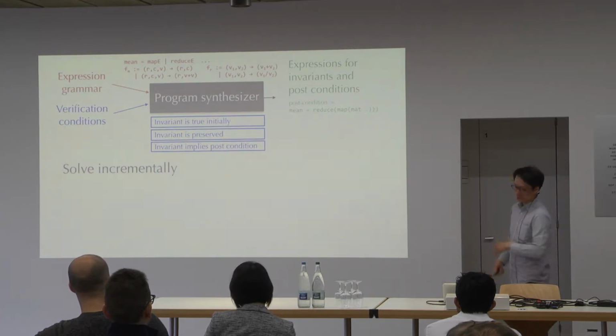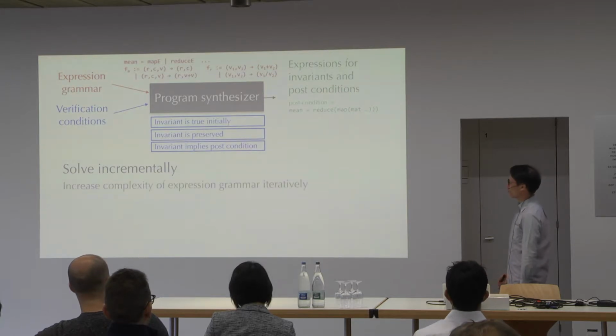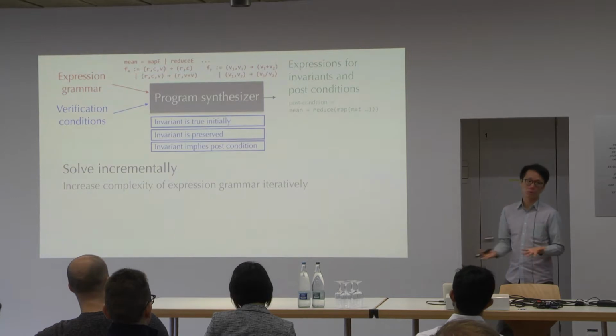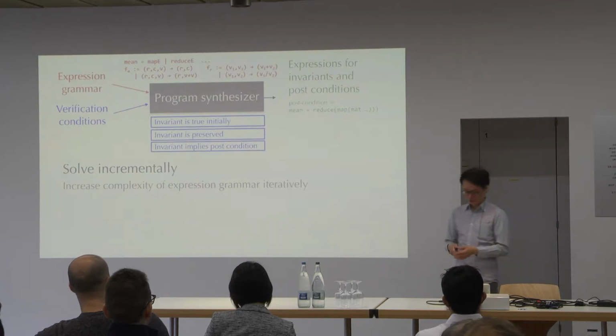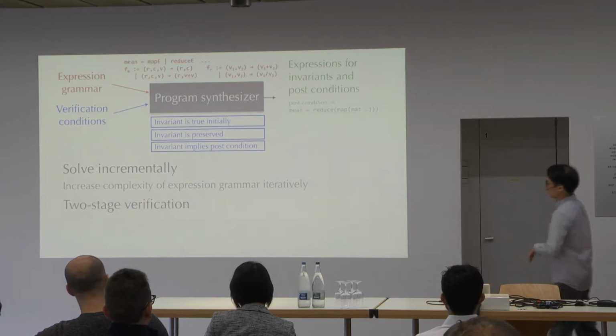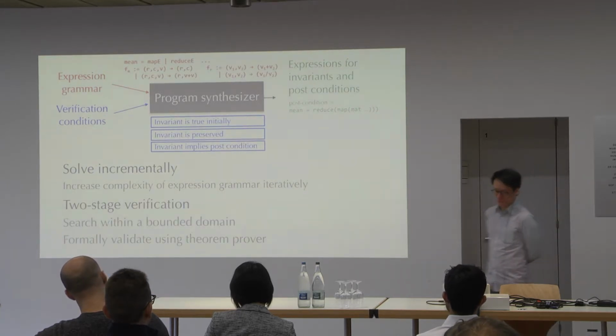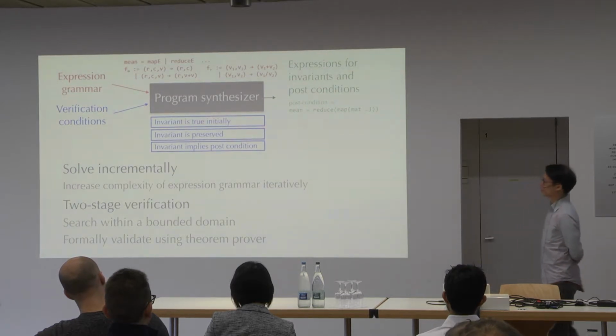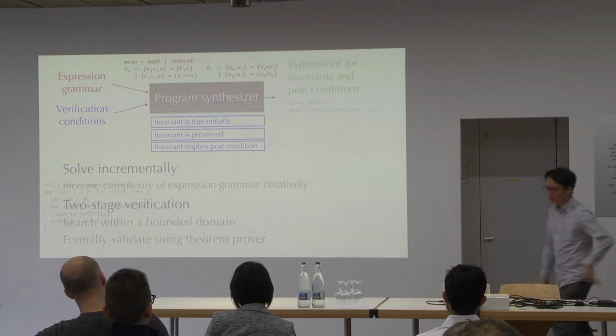So for example, we try to solve incrementally by growing the grammar, right? We initially try a very small grammar and see if that works out. If that works out, we are already done. If not, we try to increase the size of the grammar by throwing in different operators and see if that works. And we also do multi-stage verification, in this case using a theorem prover as well, to basically check for validity. So there you have it.